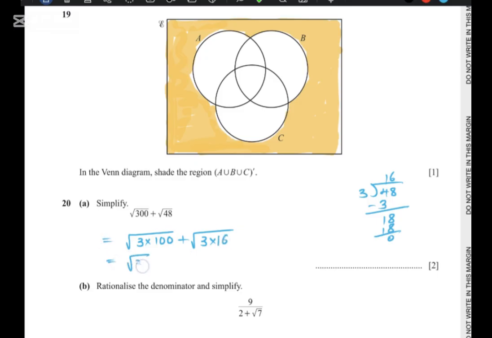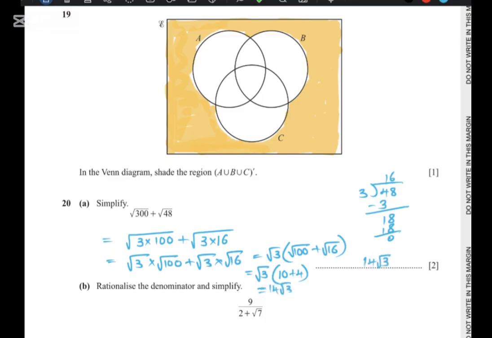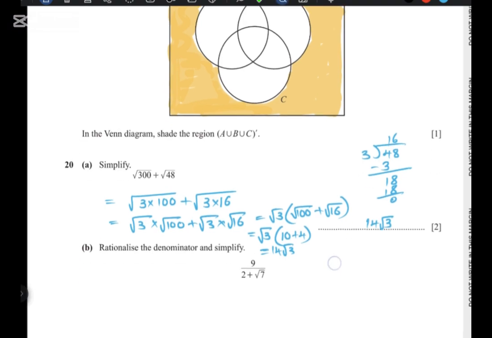Now split them again, root 3 into root 100 plus root 3 into root 16. Now when you see here root 3 is common. If you take root 3 common, you get root 100 plus root 16 inside the bracket. So that will be equal to root 3 into 10 plus 4, which is 14 root 3. So our answer is 14 root 3. Question number A is done in 20.